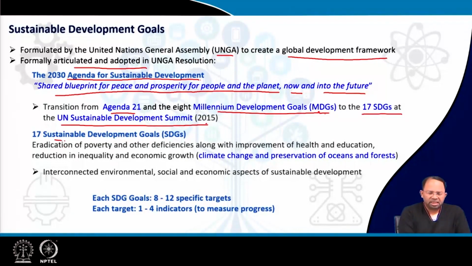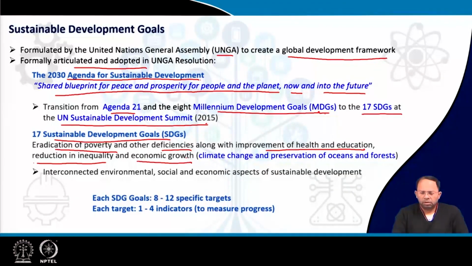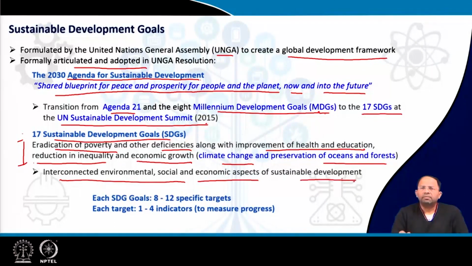Now, the overall 17 Sustainable Development Goals, as you can understand, have different targets that have to be reached, but in general, they talk about eradication of poverty and other deficiencies of the people, and of course, this cannot be overcome without improvement of health and education, and reduction of overall inequality in society and between countries as well, and finally towards economic growth, but responsible economic growth considering climate change and preservation of oceans and forests. So this is the overall aim of the development framework for the entire world. Now, all these 17 goals, we will come to that later. These are interconnected environmental, social and economic aspects, all leading towards sustainable development. So even though there are 17 separate goals or specific targets, some of these are interconnected, and if you improve one, the other will automatically improve.